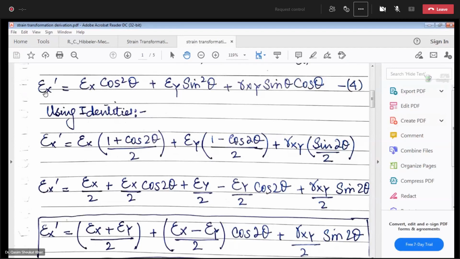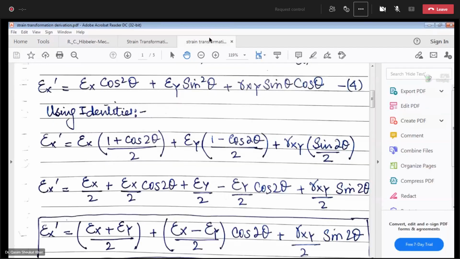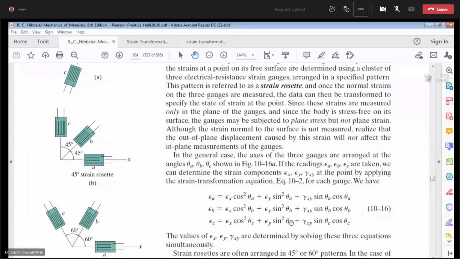Now, if we put epsilon b, it will be equal to epsilon x cos square theta b plus epsilon y sin square theta b plus gamma xy sin theta b cos theta b. Then epsilon c is equal to epsilon x cos square theta c plus epsilon y sin square theta c plus gamma xy sin theta c cos theta c. Okay, you will get this equation.